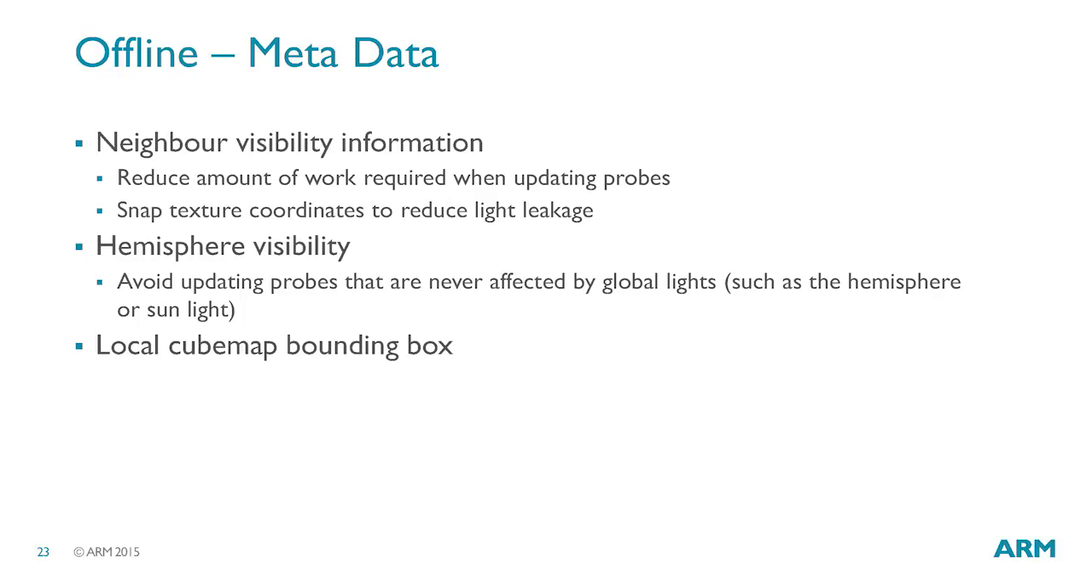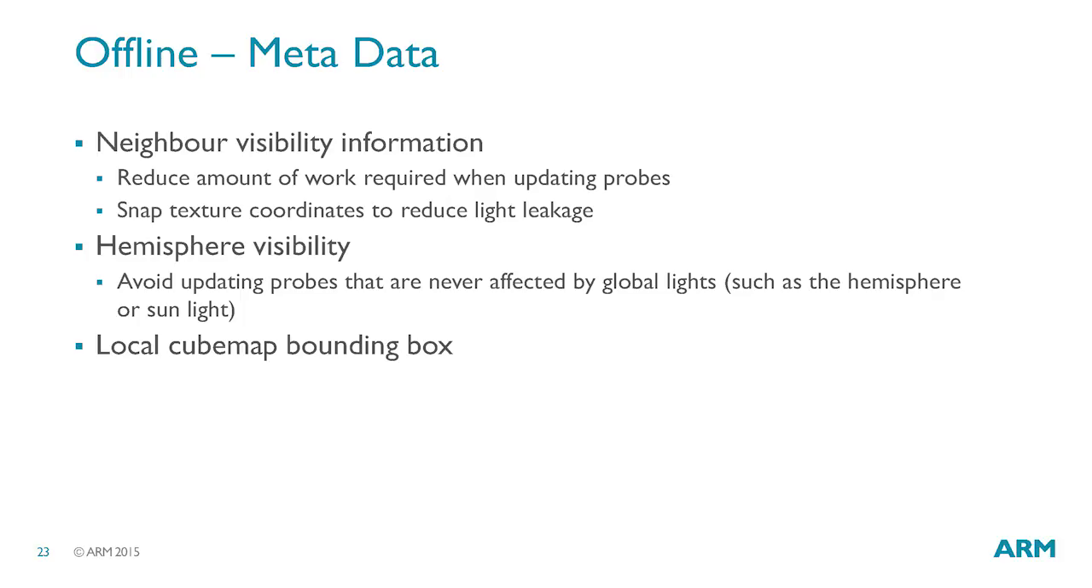And this is used to avoid light leakage, which is often a problem with these kinds of approaches. We also have some special bits that say whether or not the hemisphere is visible, which is useful for avoiding extra updates that aren't affected by global lights, such as the hemisphere or sunlight. The depth information is also used to determine the bounding volume used for the local cube maps, which is used for applying the reflections in the scene.